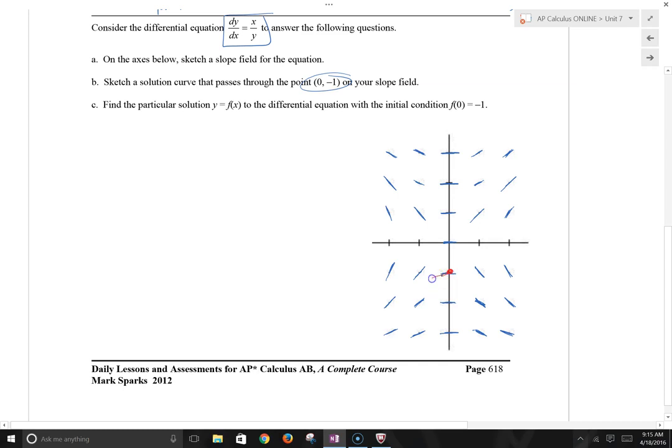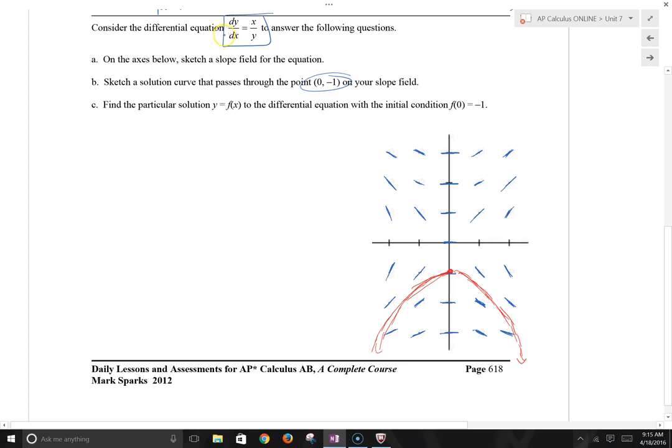Those look like they are curving down. Something like that. I probably made that just a little bit too steep, but art is not my strong suit.